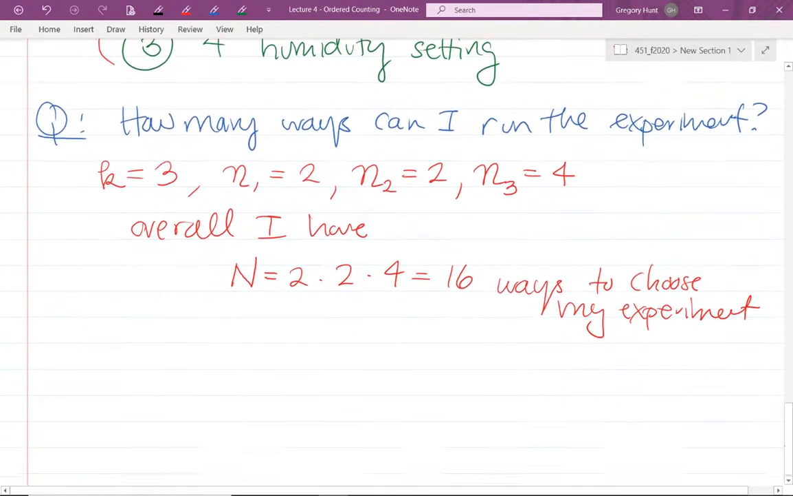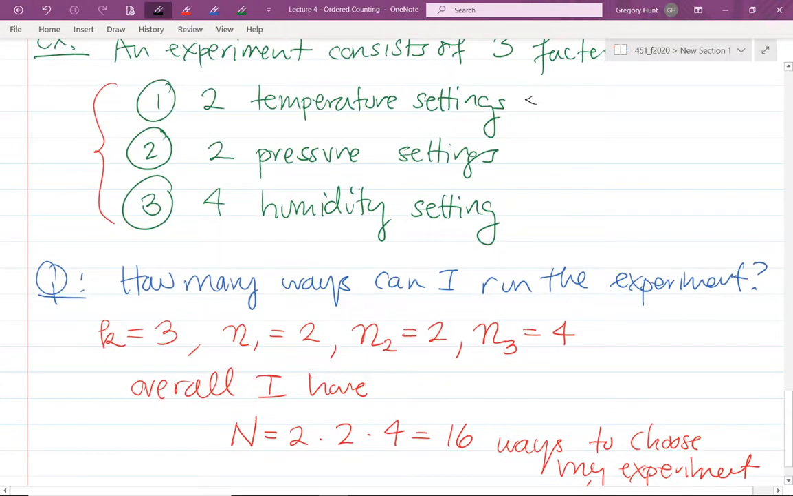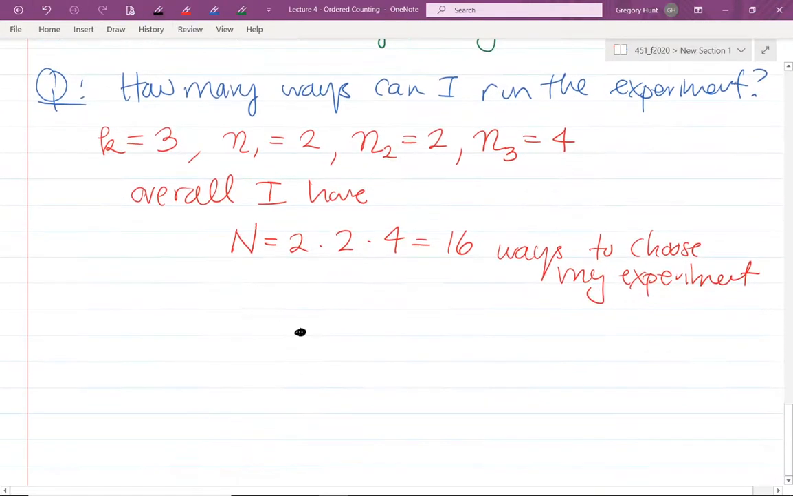So this is a pretty simple problem. I'm going to give you a trick that generally can be used as a way to visualize these counting tasks. One way that we can visualize these counting tasks is with a tree diagram. So I'm going to start up here at the top. I'm going to have a little node, and I'm going to say, okay, my first subtask, if I scroll back up here, is to choose my temperature. And I have two ways of choosing that. I can either choose temperature setting one, or I can choose temperature setting two. So I'm going to branch my tree there.